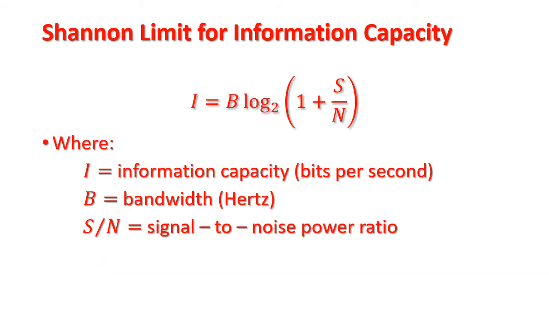Shannon limit for information capacity. It is given by this equation. Information capacity in bits per second is equal to bandwidth in hertz times the logarithm base 2 of the quantity 1 plus the signal-to-noise power ratio. This is a unitless quantity.